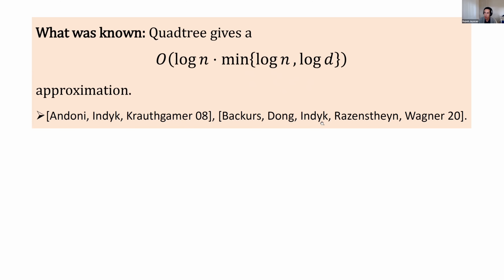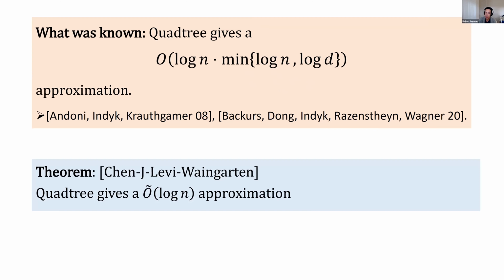So the main result of our work is to show that the same algorithm, the same classical framework, actually gives a much better approximation factor. In particular, we show it gives a tilde O of log n approximation, where this tilde is hiding a poly log n factor, actually a log squared factor.